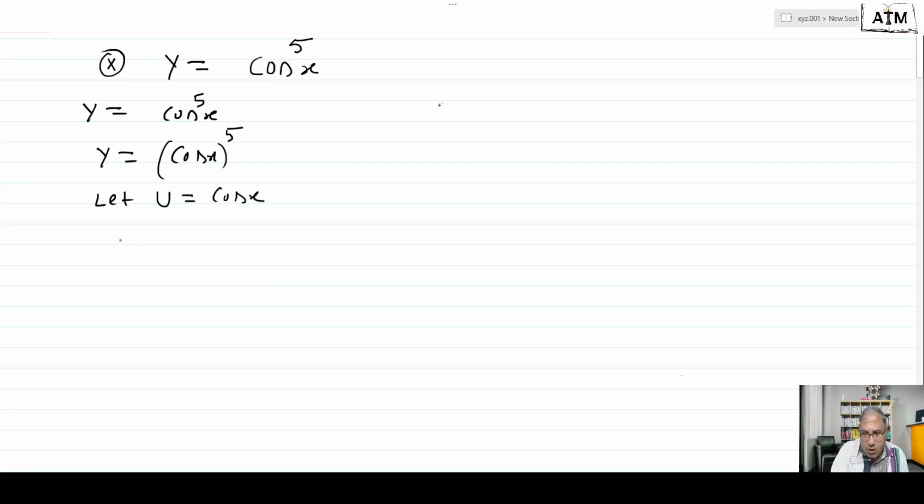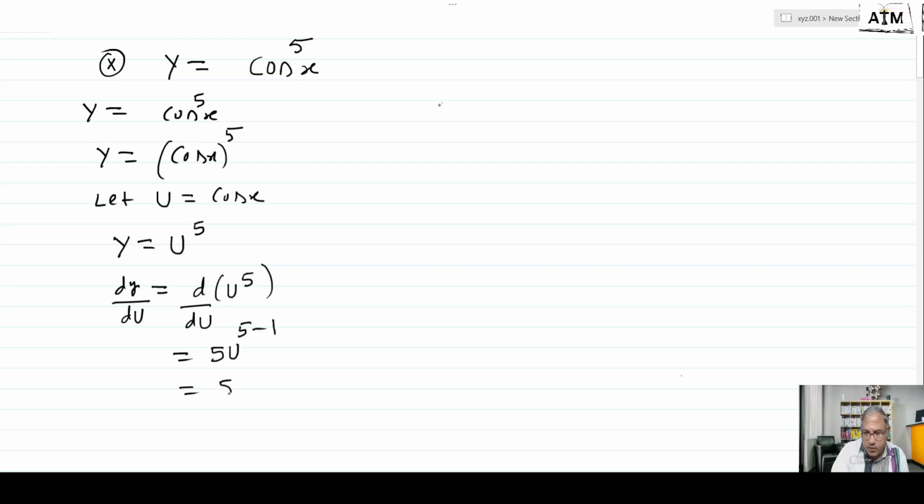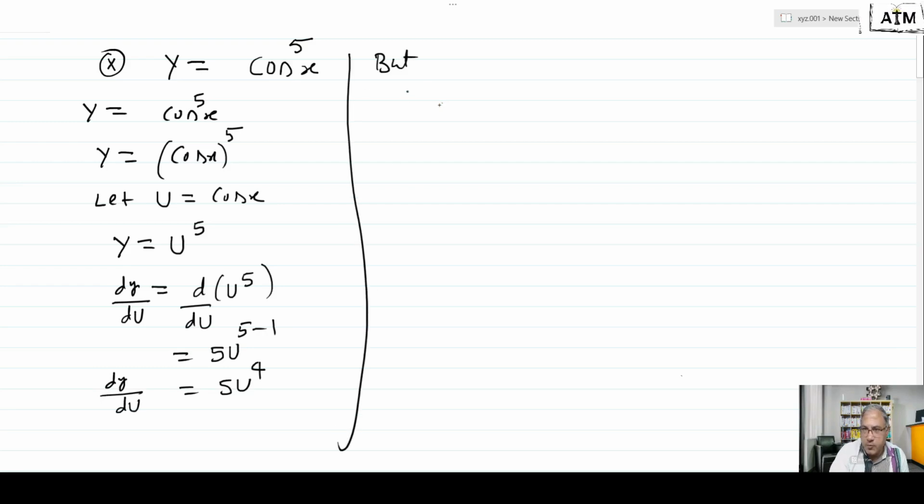So now y equals u raised to 5. So u is the first variable. So dy by du, differentiating both sides with respect to u, differentiation of u raised to 5 with respect to u equals 5 u raised to 5 minus 1, 5 u raised to 4. So that is dy by du. And after that, but u equals cos x.